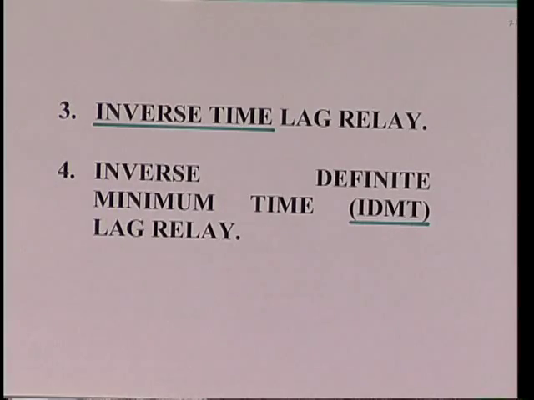The fourth one is the inverse definite minimum time lag relay, or IDMT relay. In these relays also the time of operation is approximately inversely proportional to the smaller values of the current or activating quantity. Here the activating quantity may be current or voltage or power. In these relays the time of operation is constant after a pickup value, that is, the time is constant for larger values above the pickup value. So these are the relays classified according to time of operation.